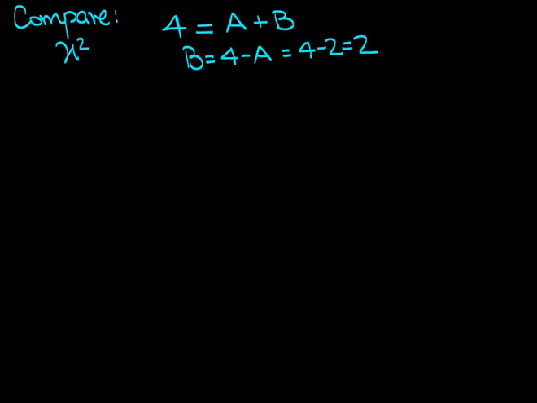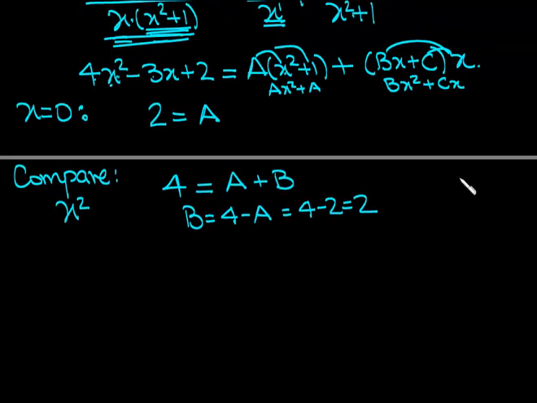Okay. Now, how do I find c? C is associated with x, so let's compare the x term. What's the coefficient of the x term on the left? Negative 3. This is my x term, this is my coefficient. Do I have an x term here? I have ax squared plus a. There's no x term here, so that's not a big deal. Negative 3 is equal to c, because I do have an x term there. Okay, so there we go. I found a, b, and c.